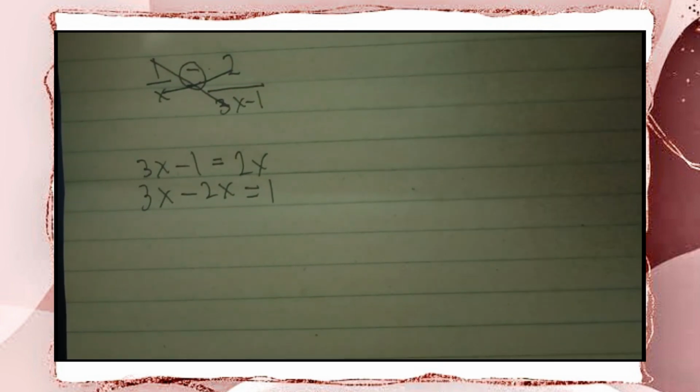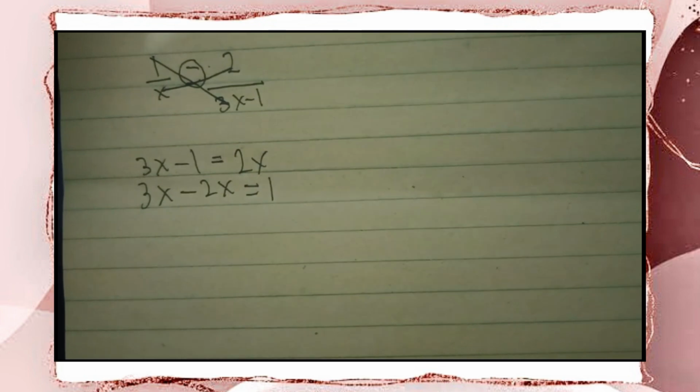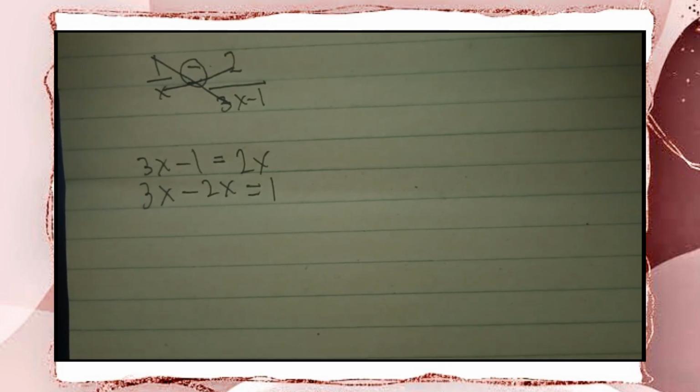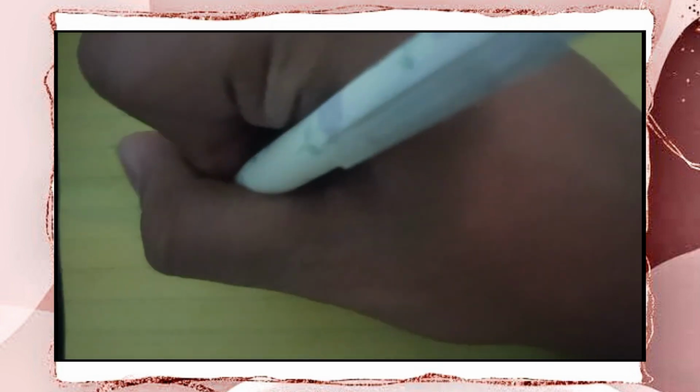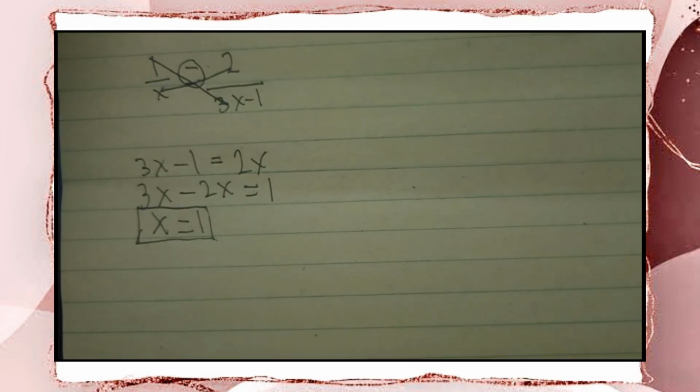After that, we're just going to subtract 3x and 2x. So 3x minus 2x is equal to 1x, but it is considered as x. So it will be x is equal to 1, and that's our final answer. Our final answer is x is equal to 1. Now, we're going to check our answer by using the LCD format.